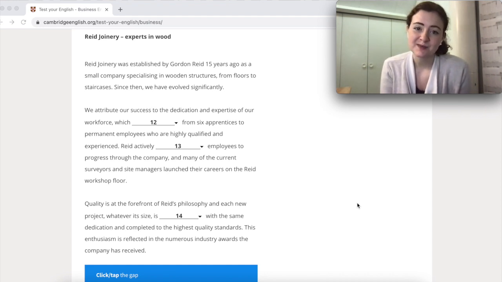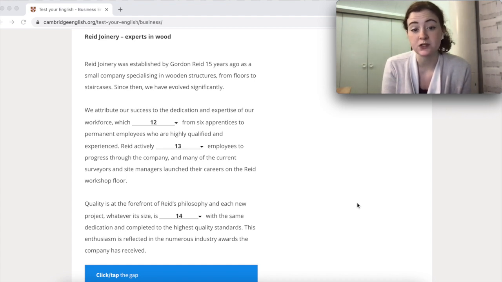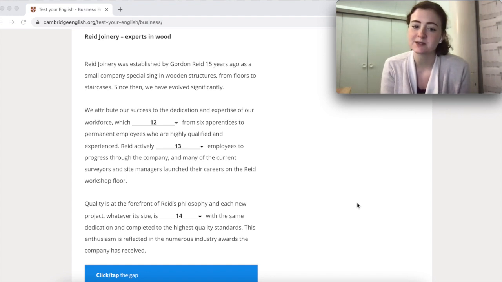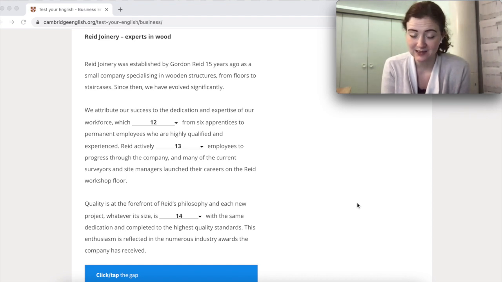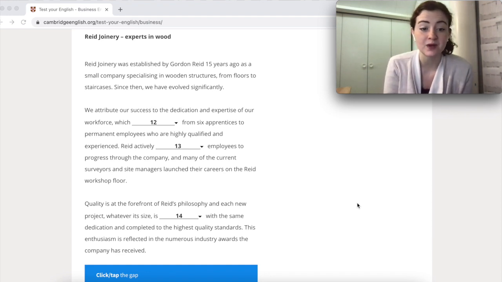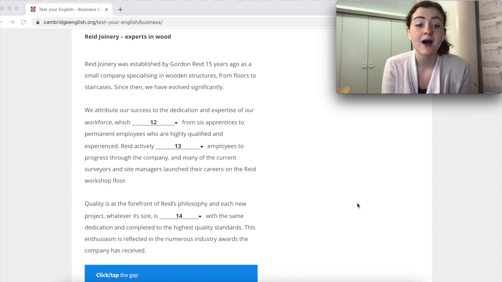Reed Joinery, experts in wood. Reed Joinery was established by Gordon Reed 15 years ago as a small company specializing in wooden structures from floors to staircases. Since then, we have evolved significantly. We attribute our success to the dedication and expertise of our workforce, which blank from 6 apprentices to permanent employees who are highly qualified and experienced. Reed actively blank employees to progress through the company, and many of the current surveyors and site managers launched their careers on the Reed workshop floor.